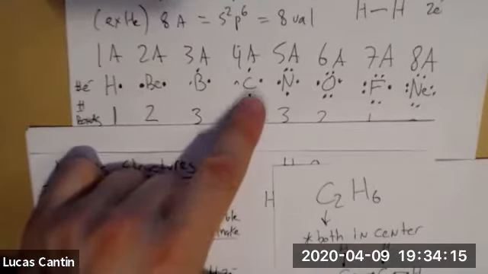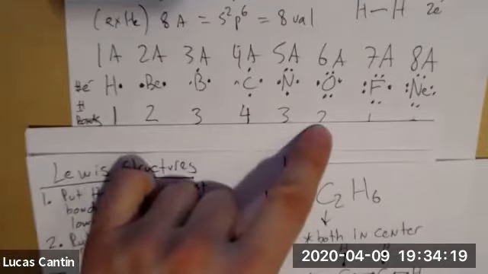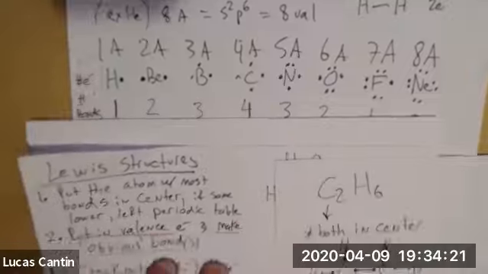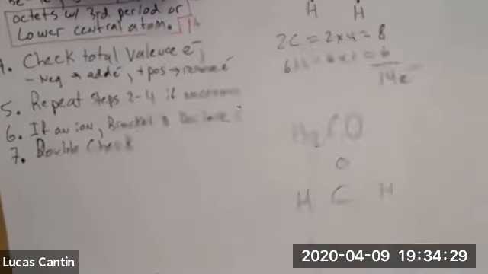So carbon's going to make how many bonds? 4. Oxygen will make 2. Hydrogen will make 1. So who's going to go in the middle? Carbon. Yeah. So my strategy is to have something like this, right? That would be my strategy.